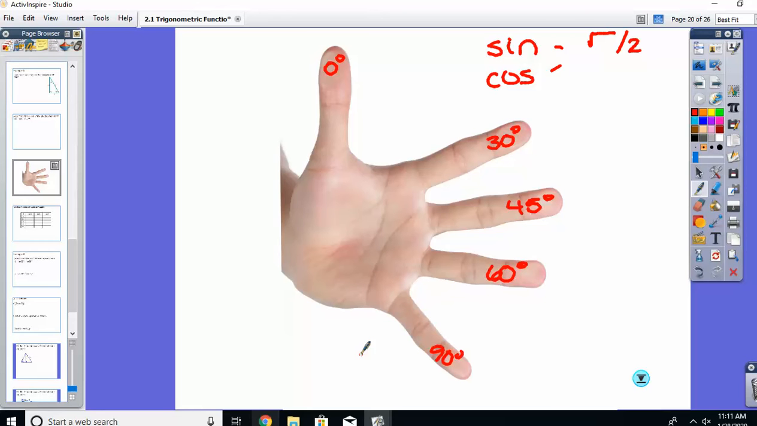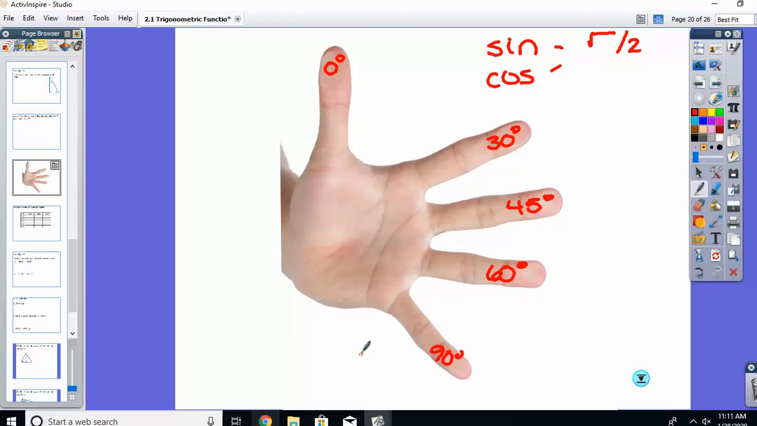If I want 45, sine would be square root of 2 over 2. Cosine would be square root of 2 over 2. If I want 60, so sine would be square root of 3 over 2. Cosine would be square root of 1 over 2, which is a half.